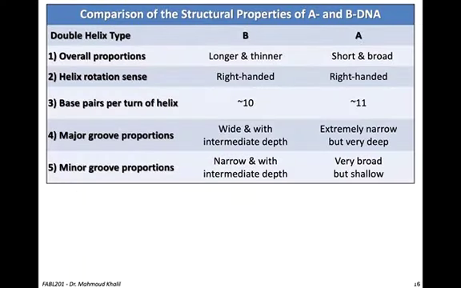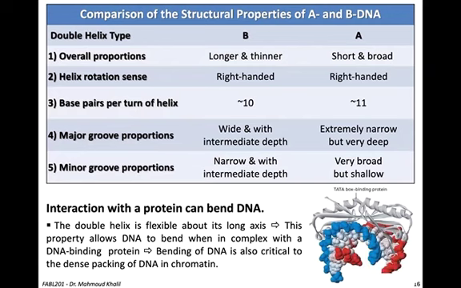Okay. So you have this comparison. It's a good comparison between the B and A forms. So another important characteristic of DNA is the ability to bend. DNA is flexible about its long axis. This characteristic allows DNA to bend in complexes when bound with a DNA-binding protein. So when a protein comes and binds with the DNA, it tends to bend the DNA. So why is bending very important for the DNA? Because bending is critical, as we will talk about later, in the process of packaging DNA in chromatin.